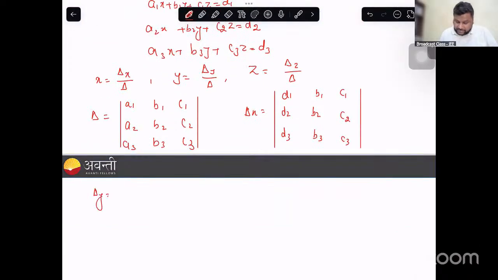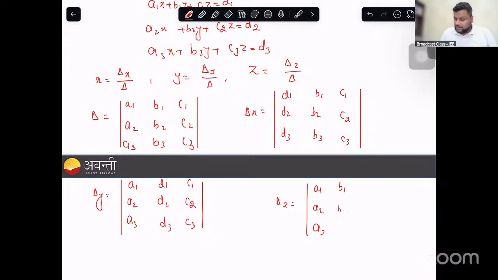Then delta y is, now remove the column of y, meaning b1, b2, b3, and put d1, d2, d3 against it. So a1, a2, a3, d1, d2, d3, c1, c2, c3. And delta z is a1, a2, a3, b1, b2, b3, and d1, d2, d3.